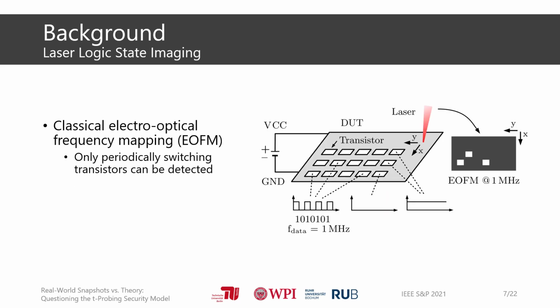EOFM stands for electro-optical frequency mapping. On this schematic on the right hand side you can see that some transistors are switching with a periodic frequency, in this case 1 MHz. When scanning with the laser, the light is modulated by those transistors switching at 1 MHz, and therefore the signal can pass a bandpass filter set to that frequency, which results in bright spots on the LLSI response image. You can also see here that transistors which do not change their state periodically cannot be detected by this technique.